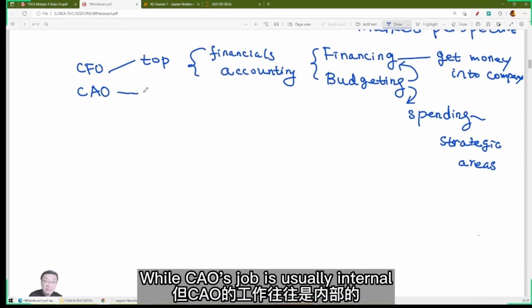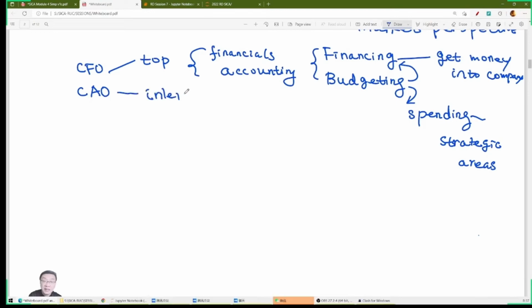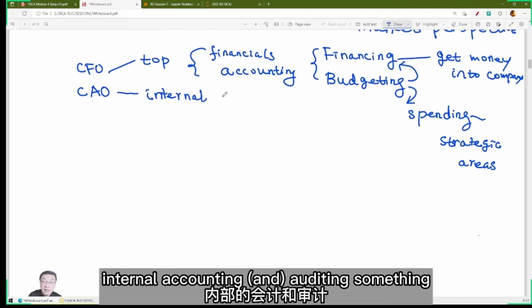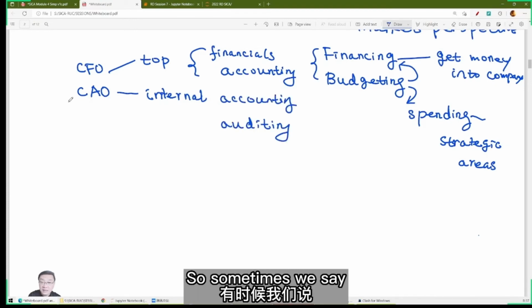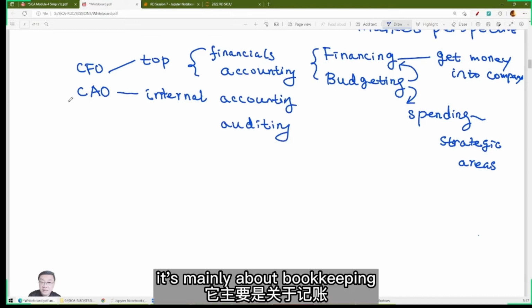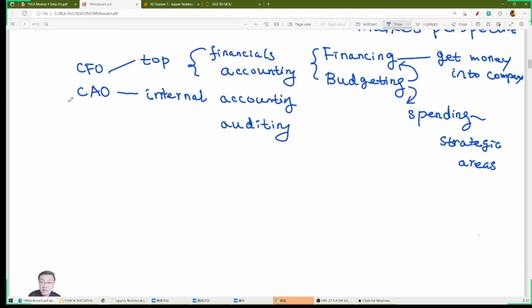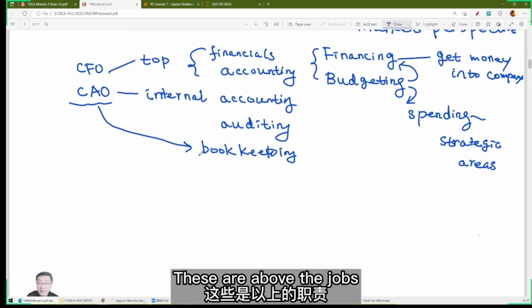Well, CEO's job is usually internal. Internal accounting, auditing, something. Yeah. So this is CEO's jobs. So sometimes we say it's mainly about bookkeeping and financial statements. These are about the jobs.